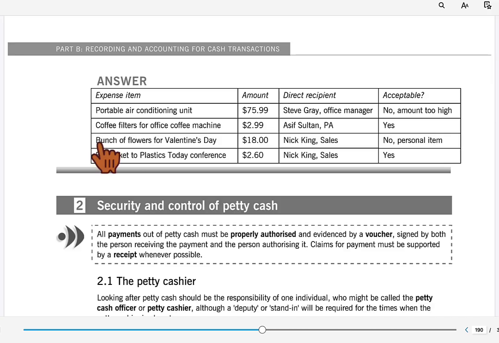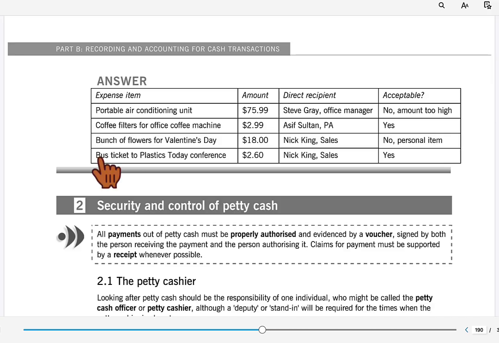Item 3, bunch of flowers for Valentine's Day. Amount is $18. Paid to Nick King, sales. Answer is not acceptable. Why is it not acceptable? Even though $18 is not a big amount, this is the key problem. This is a personal item. Flowers for Valentine's Day are not a necessary business expense for the company. Petty cash must be used only for valid business reasons. If the company pays for personal gifts, it can lead to misuse of petty cash. So the answer says no because it is a personal item.